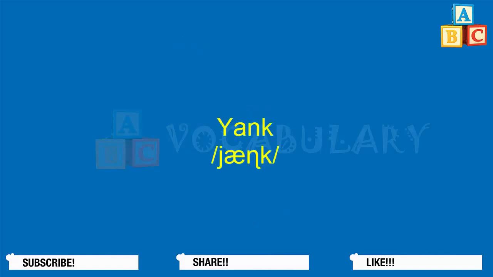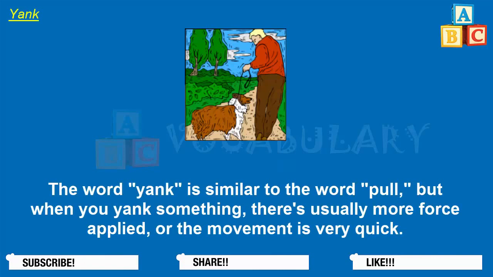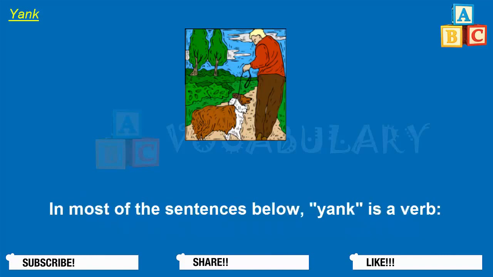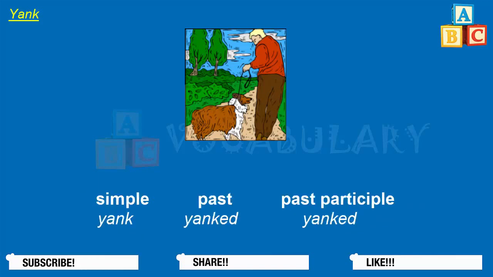Yank. The word yank is similar to the word pull. But when you yank something, there's usually more force applied, or the movement is very quick. In most of the sentences below, yank is a verb. The simple form is yank. Past tense, yanked. Past participle, yanked.